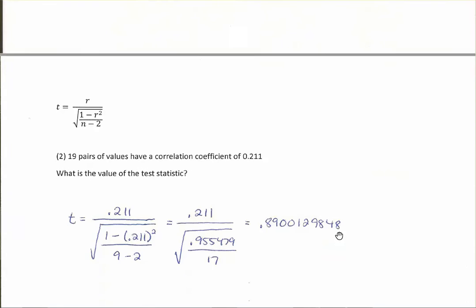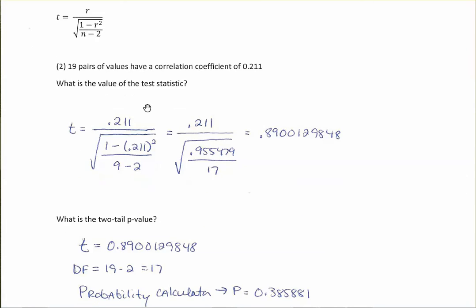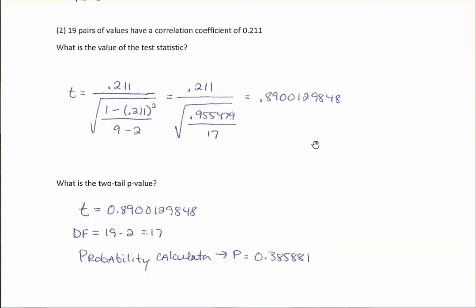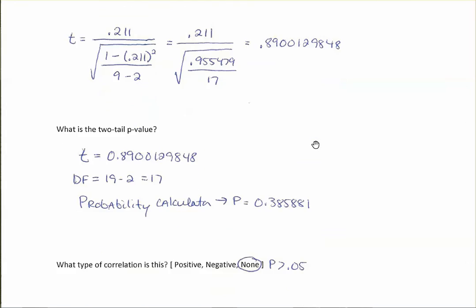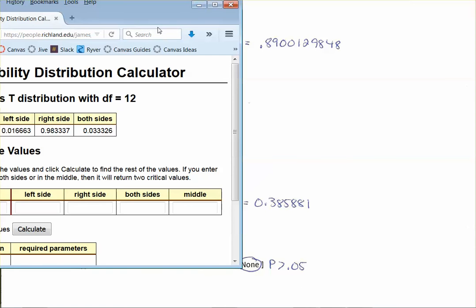All right, so moving along, we have 19 pairs of values that have a correlation coefficient of 0.211. What is the value of the test statistic? So here's how you would enter it in. Remember I said you could either enter it all into the calculator with all of those parentheses, or you could start doing some of the math. So here's just an example of what it would look like. But ultimately, you'll get that t value right there. And then we will pull that up.